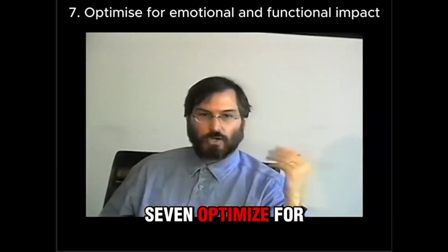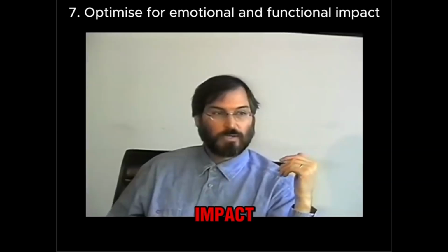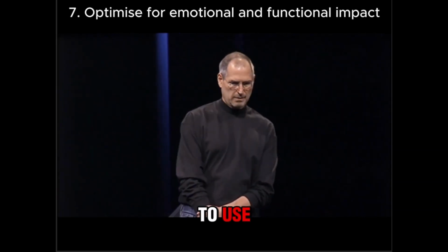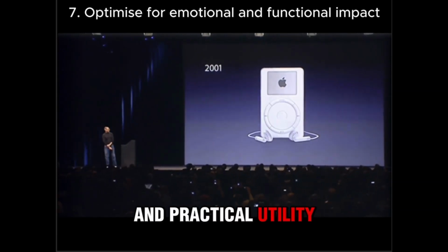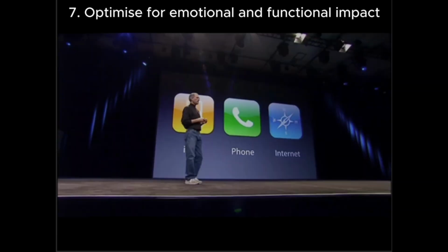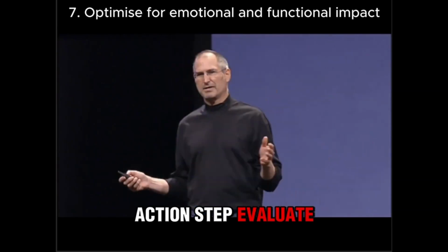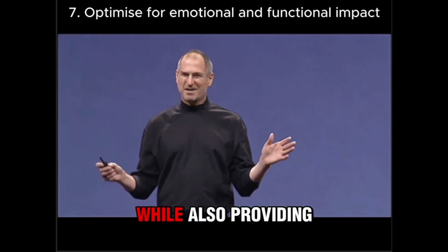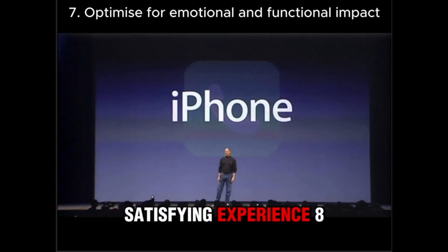7. Optimize for emotional and functional impact. Jobs believed great products should work seamlessly and feel meaningful to use. Emotional resonance and practical utility were designed in parallel. Action step. Evaluate your product or system. Ensure it solves the user's problem clearly, while also providing a smooth, satisfying experience.